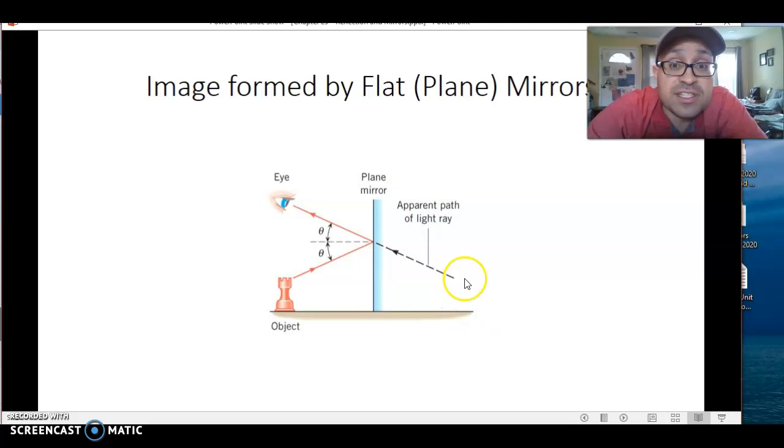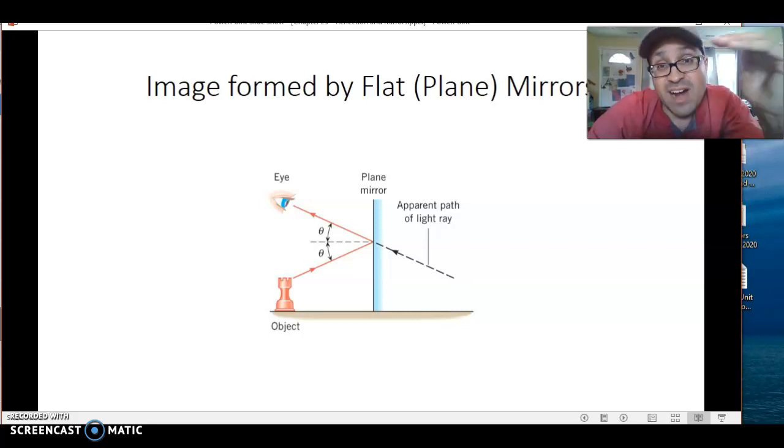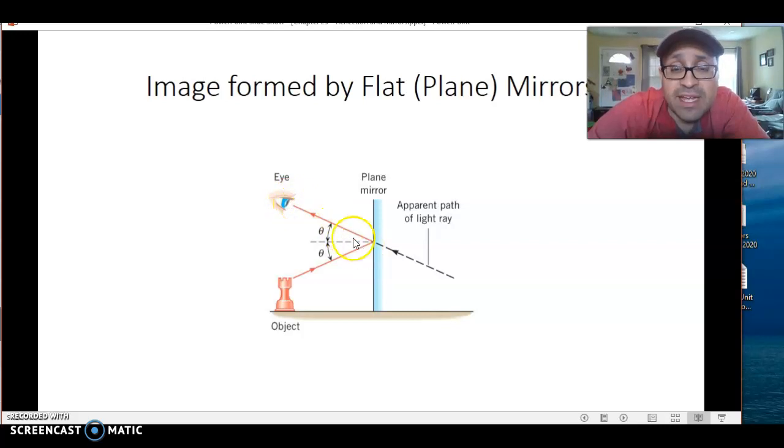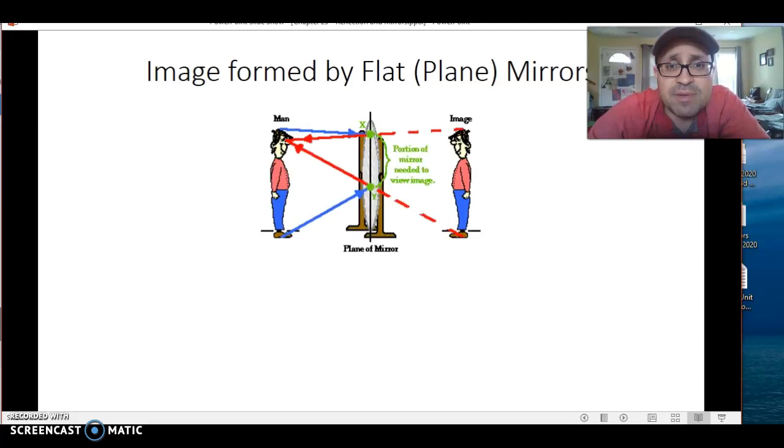So you and I would detect the chess piece back here, at least the top of it, if we're just using the top of the chess piece as a reference position, that's right there where we would see the top of the chess piece. Our eye is tricked, in a sense, to follow this light ray in a straight line into this virtual image behind the mirror. That's effectively how a flat mirror works in a very simplistic way. Let's take a look at this next picture.